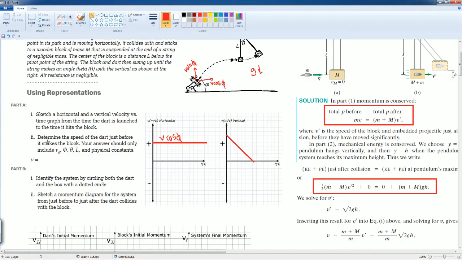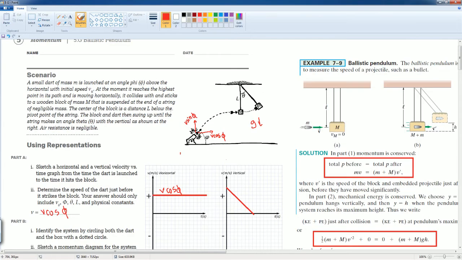Now, determine the speed of the dart just before it strikes the block. Your answer should only include v0, phi, theta, and L in the physical constants. We see that it will strike it at v cosine phi. Identify the system by circling both the dart and the box with a dotted circle. So this would be the system here.